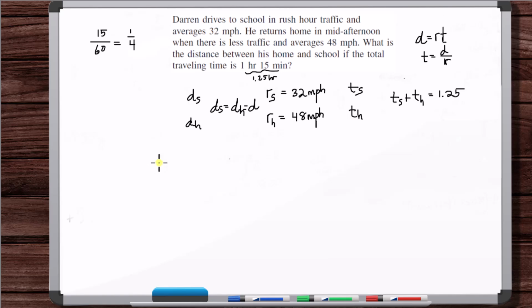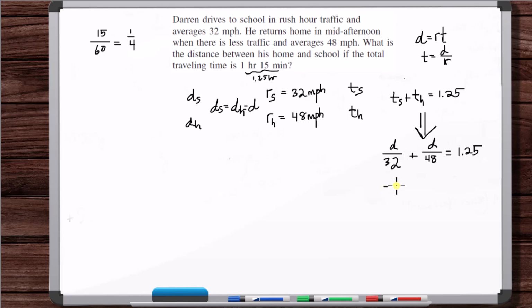So, TS is what? DS, but DS is just D, divided by RS, 32. What is TH? Again, D divided by RH. That's equal to 1.25. There we go. So now let's just solve for D, and we have our answer. This is a linear equation in one variable.